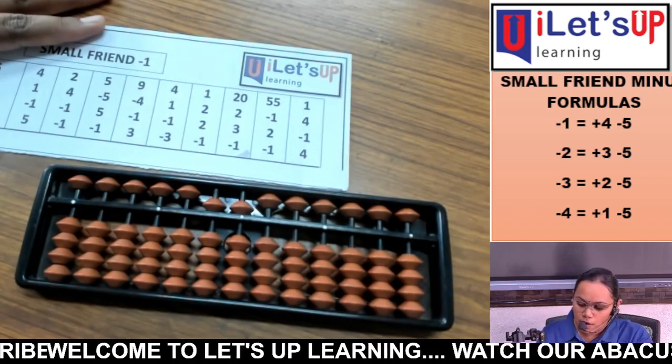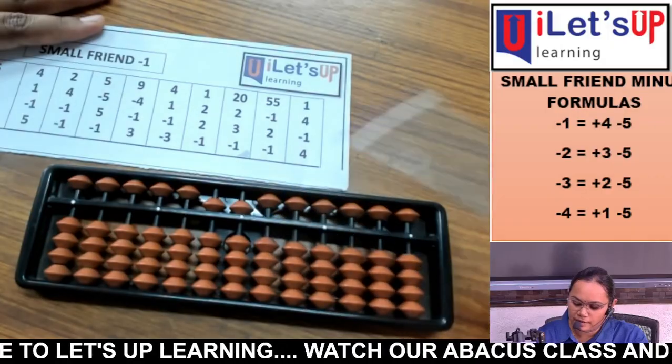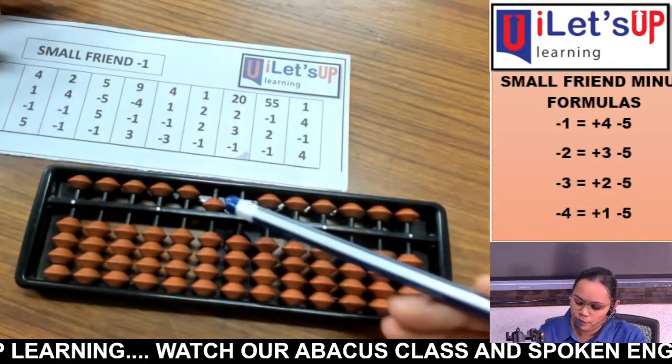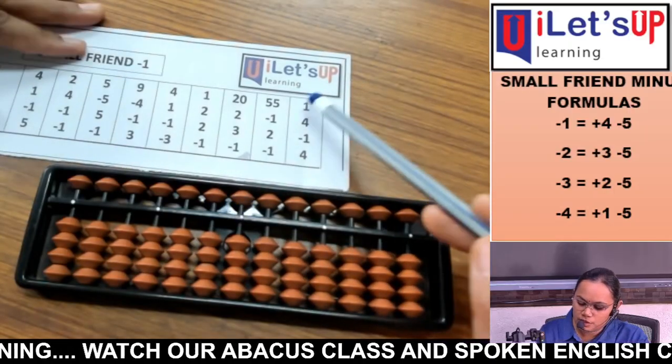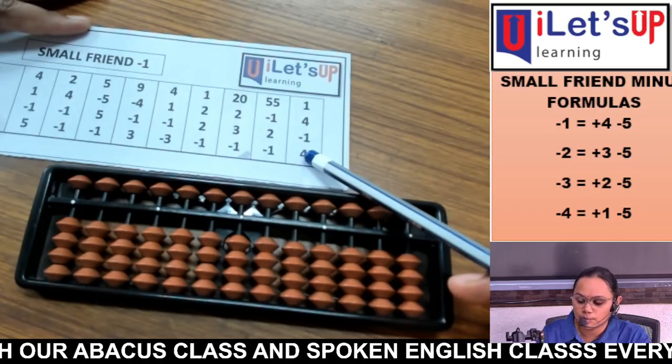So here, I got my answer and it is 55. Correct. The answer is absolutely correct. 55 is my answer. Okay. Last question of small friend minus 1. I hope you have understood the concept, dear students.